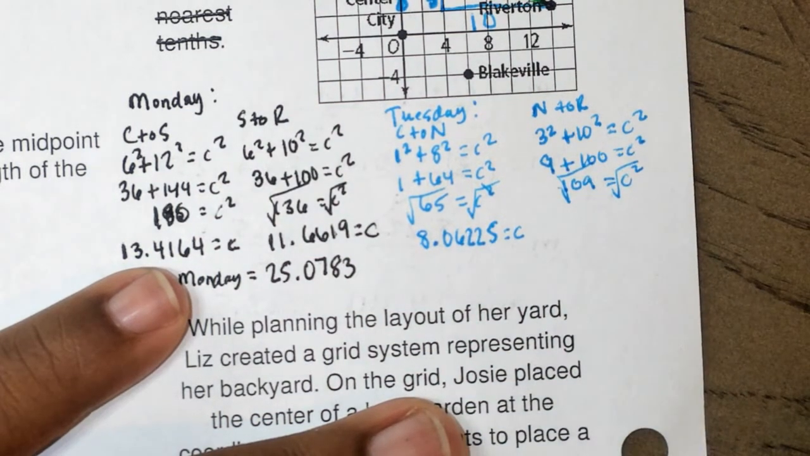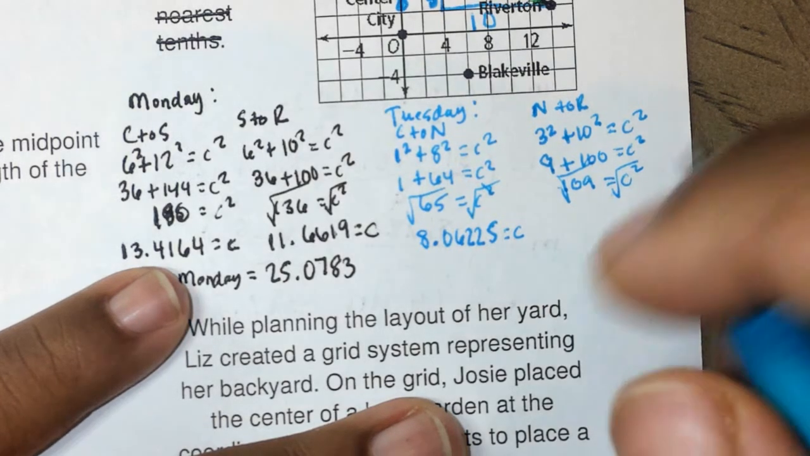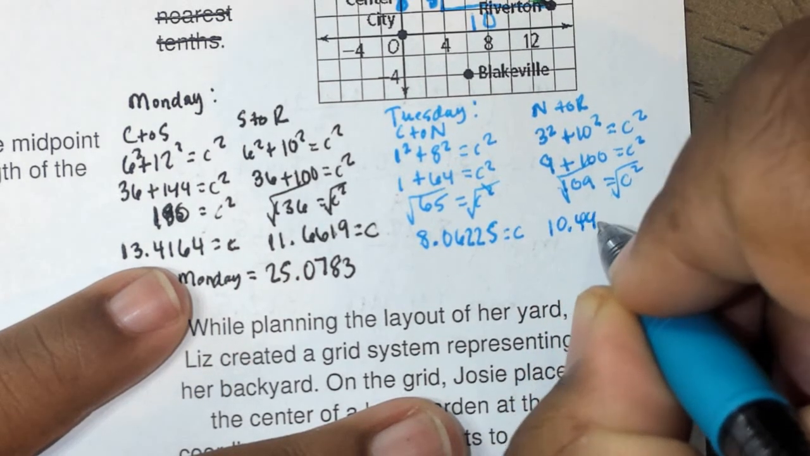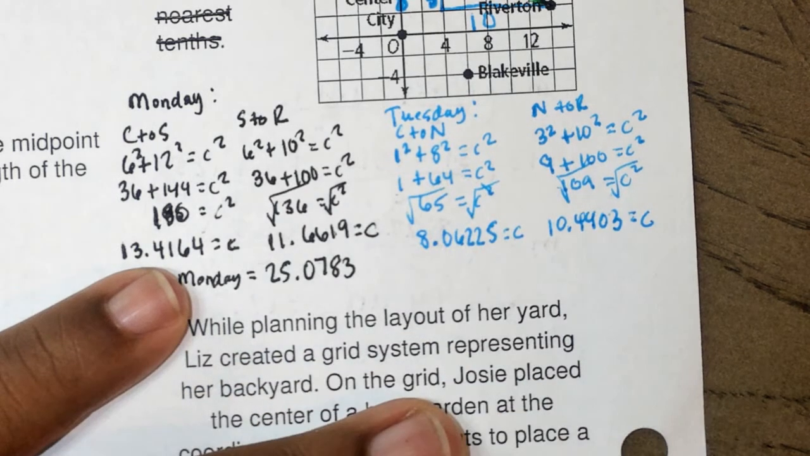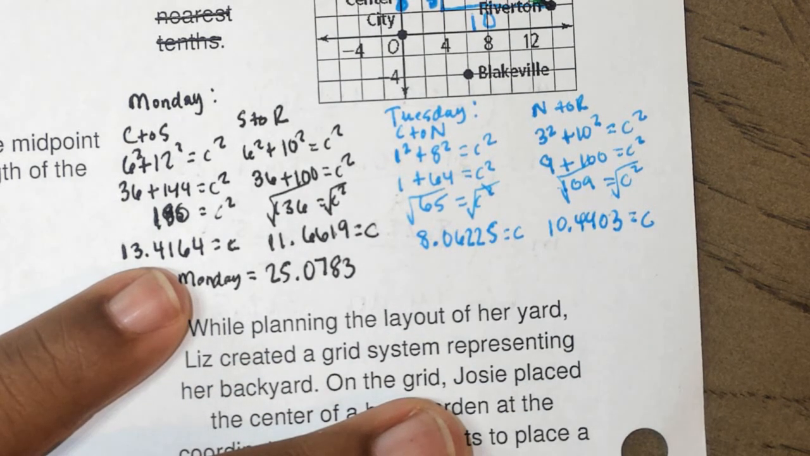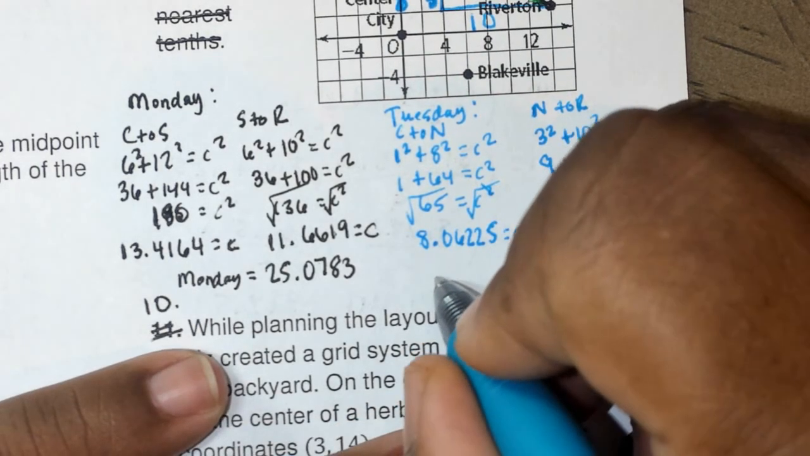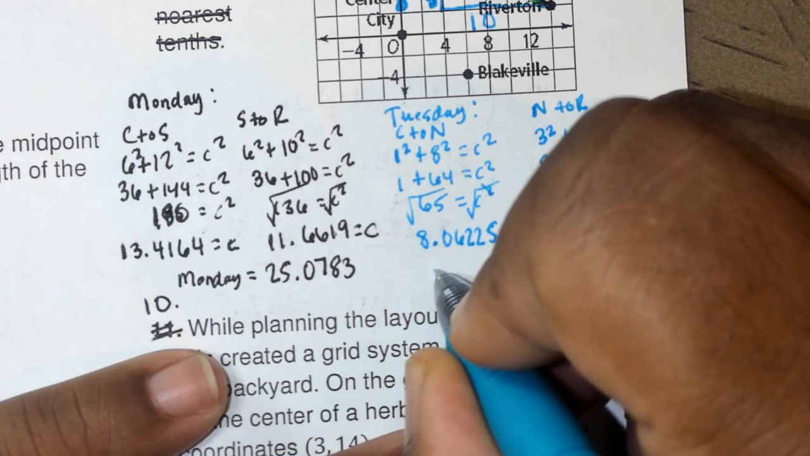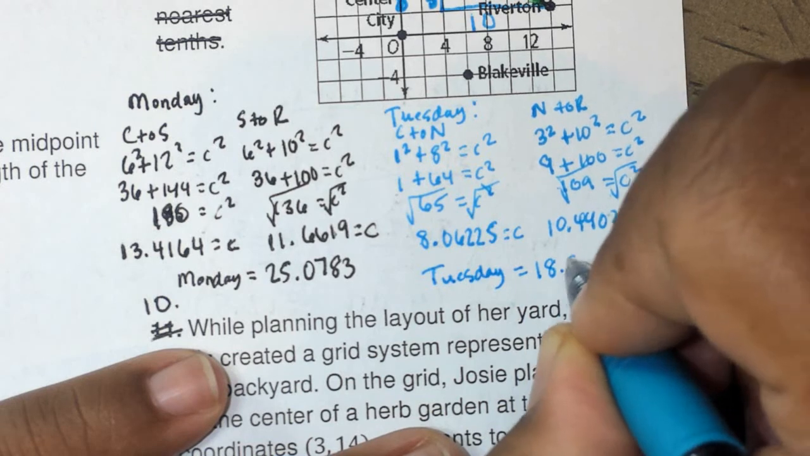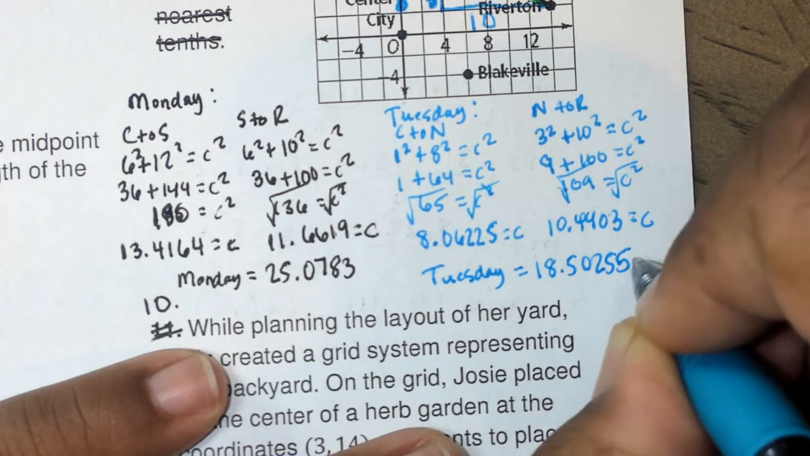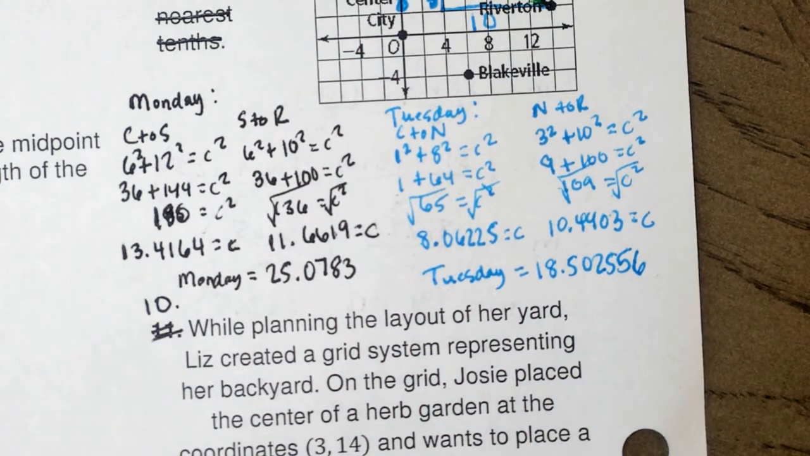Square root of 109. Clear. 109. Take square roots. Get 10.4403 equals C. And then I can keep that in my calculator, and I'm gonna add the 8 to it, the 8.06225. So plus 8.06225 equals, and here I get, so it's Tuesday. I'm bad, I forgot what the right equals. 18.5025556 something. Alright. So those are my numbers.